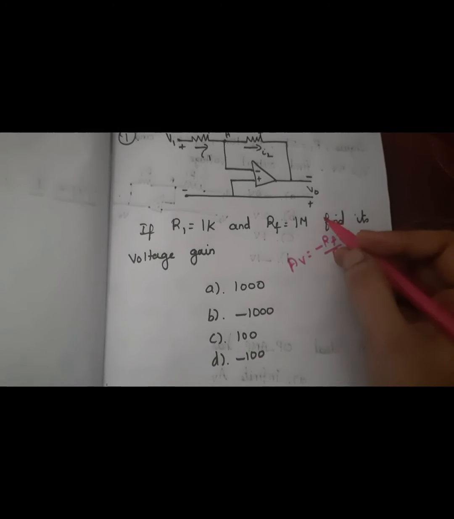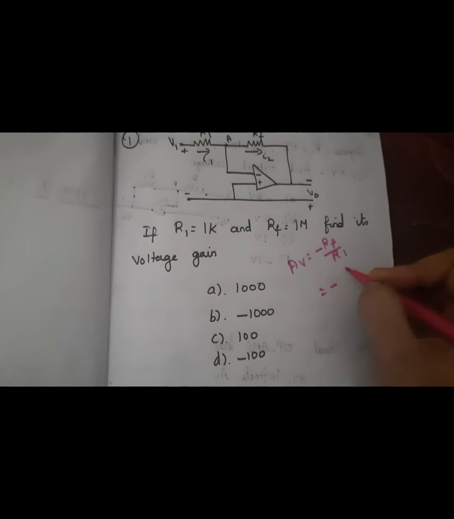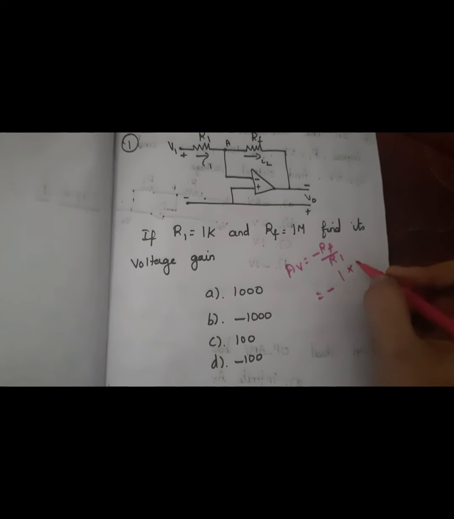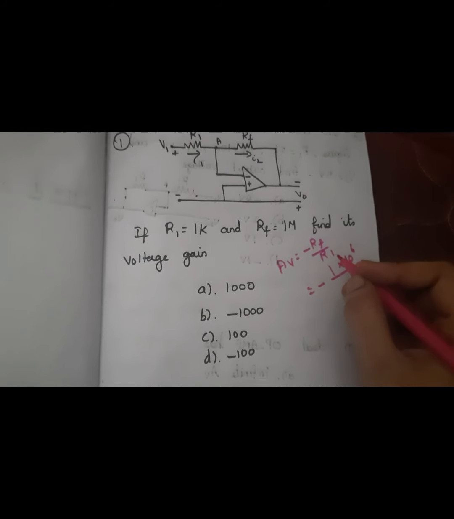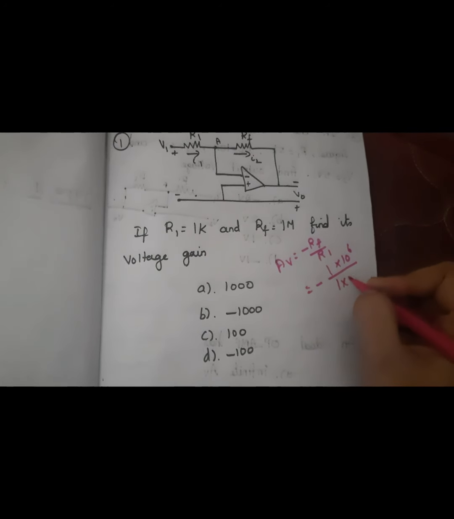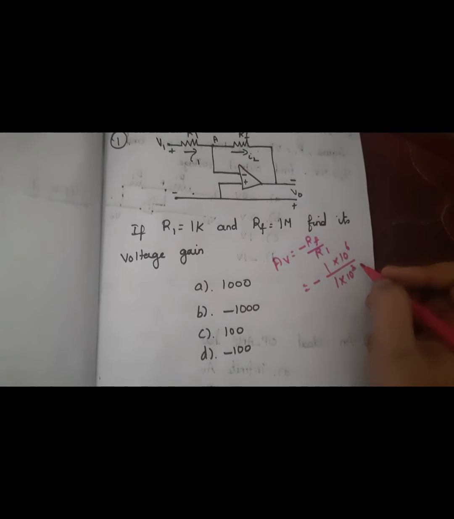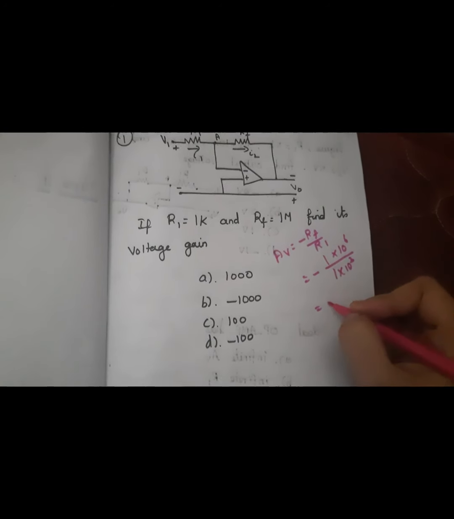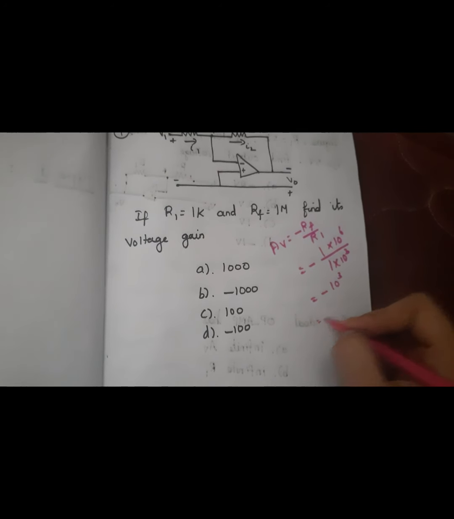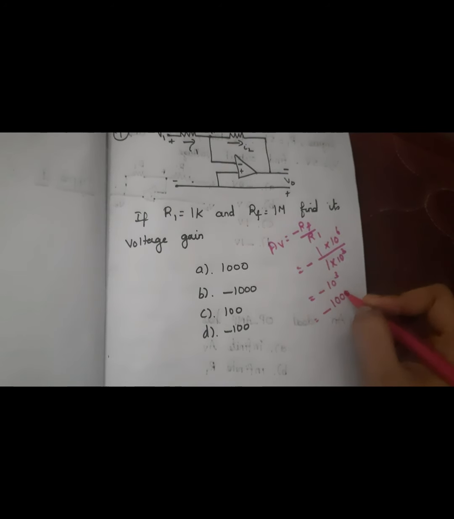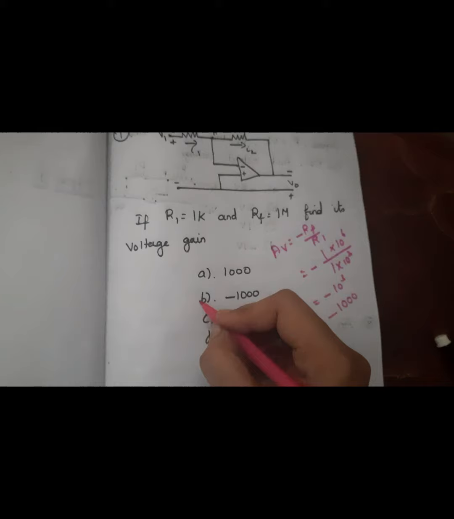So here RF is equal to 1 mega ohm. So minus 1 mega ohm over R1, which is equal to 1 kilo ohm, that is 10 to the power minus 3. Performing this, we will get 10 to the power 3, that is equal to minus 1000, 3 zeros. So here the answer is B.